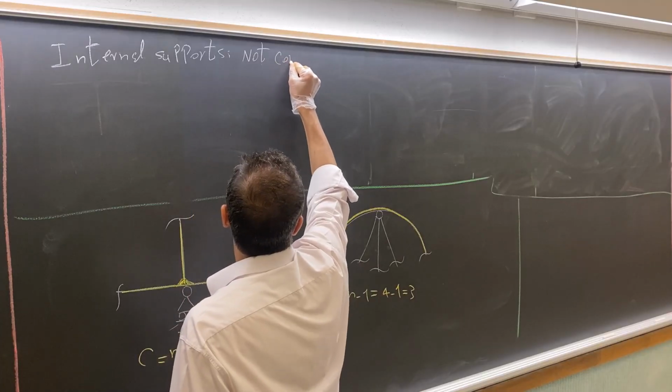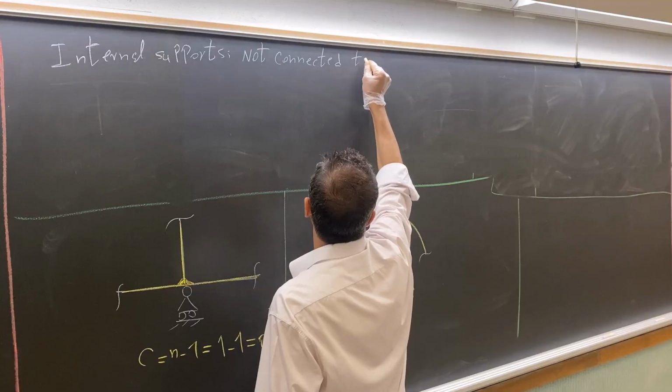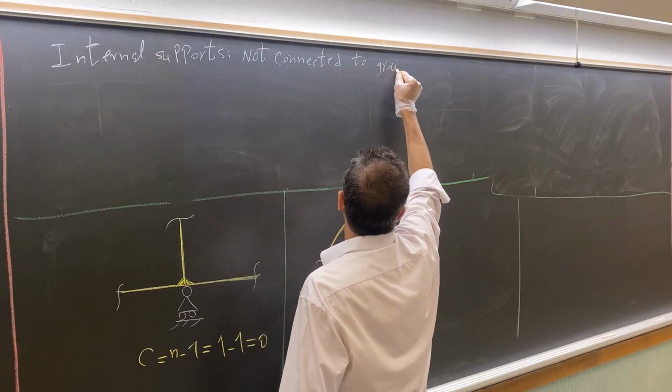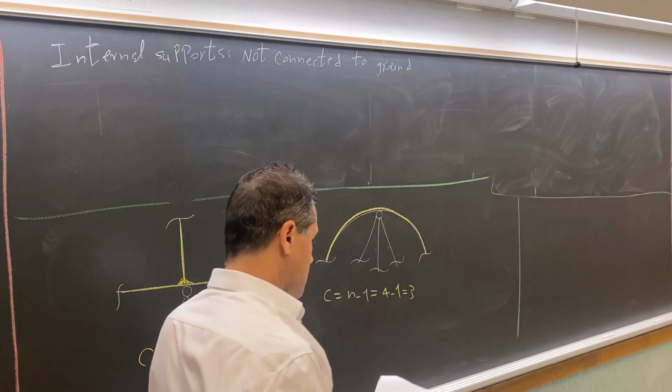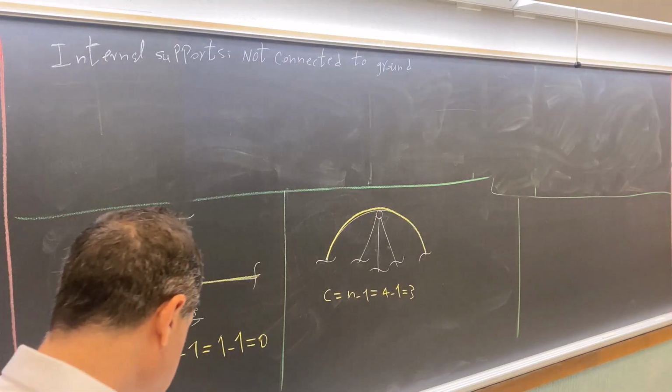Not connected to the ground. It is inside the structure. So the way we treat the internal support is that we just replace it with internal pin. That's it, because it is acting like a pin. So look at these examples.